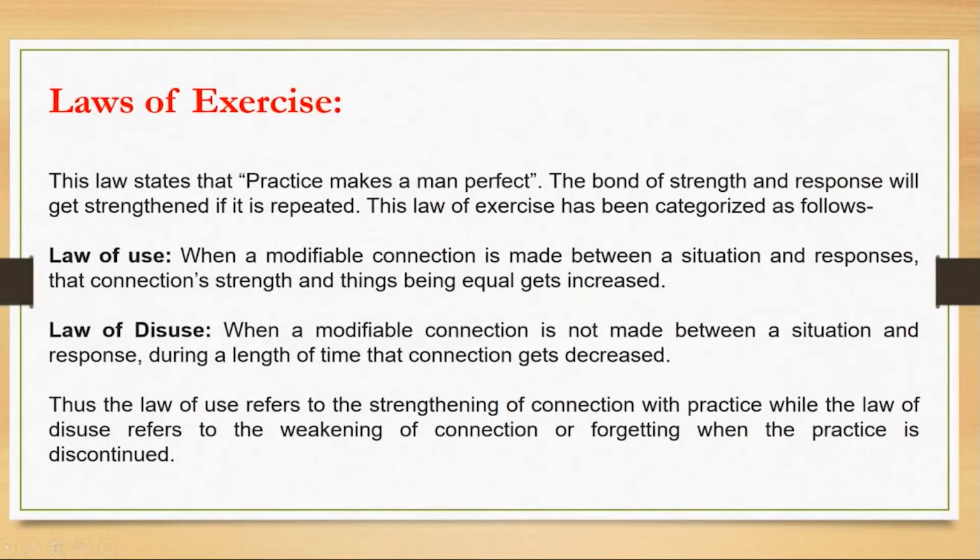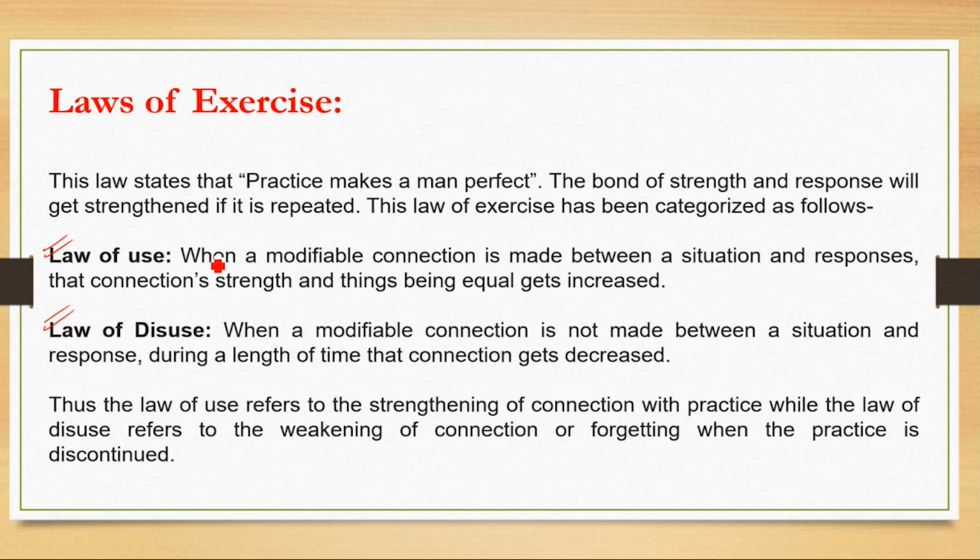And lastly, we have the third law, that is the law of exercise. This law states that practice makes a man perfect. The bond of stimulus and response will get strengthened if it is repeated. This law of exercise has been categorized as follows. So this third law has two categories. The first one is the law of use and the second one is the law of disuse.